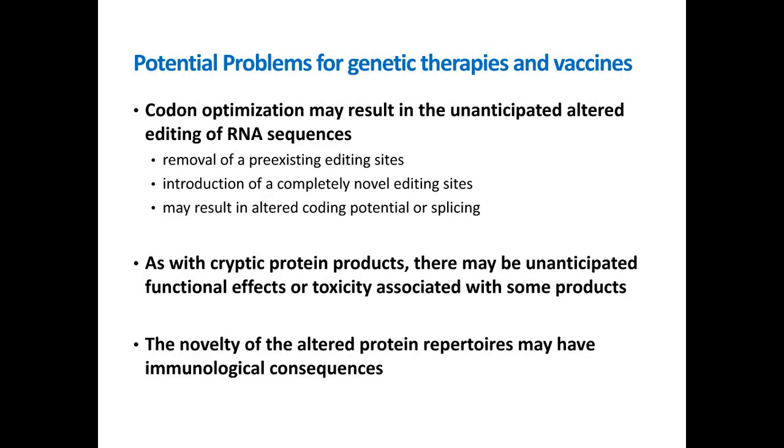If you've altered the post-transcriptional modifications of the message, so you've gotten rid of what was normally there, you may have introduced new editing sites, and so you may have changed the coding potential of the message or the splicing. And like the cryptic products, you don't really know what the functional effects might be or the toxicity of these altered proteins. These will be novel proteins, and the effects, well, in the immune response, I think would be an obvious one, but there may be others as well.